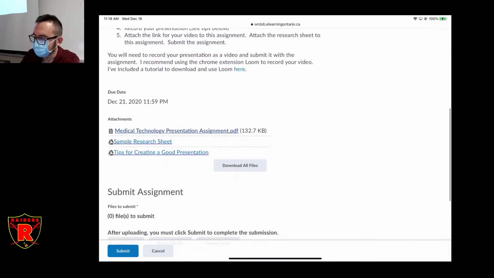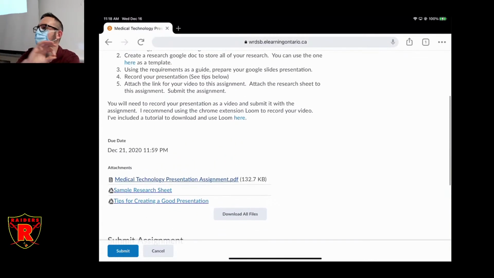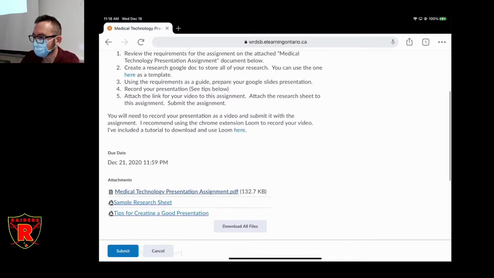The difference between this one and the other one is here there's going to be a focus on where your information is coming from. You're going to be completing a research sheet, which you're also going to include as part of your assignment. Please don't forget to include the research sheet, okay? That's a big part of this, is you showing where you're actually getting your information from.